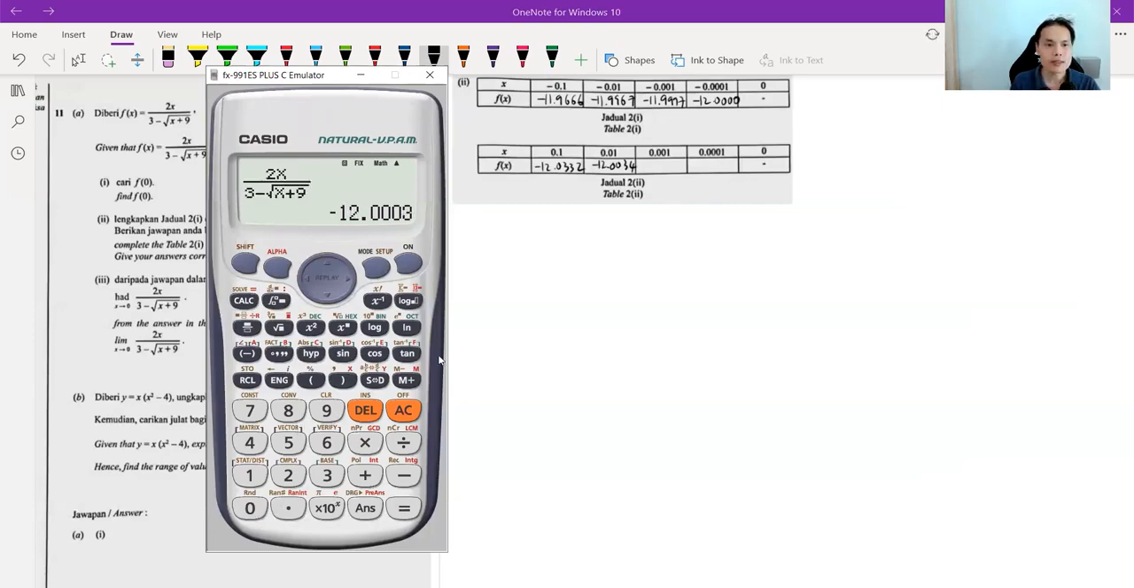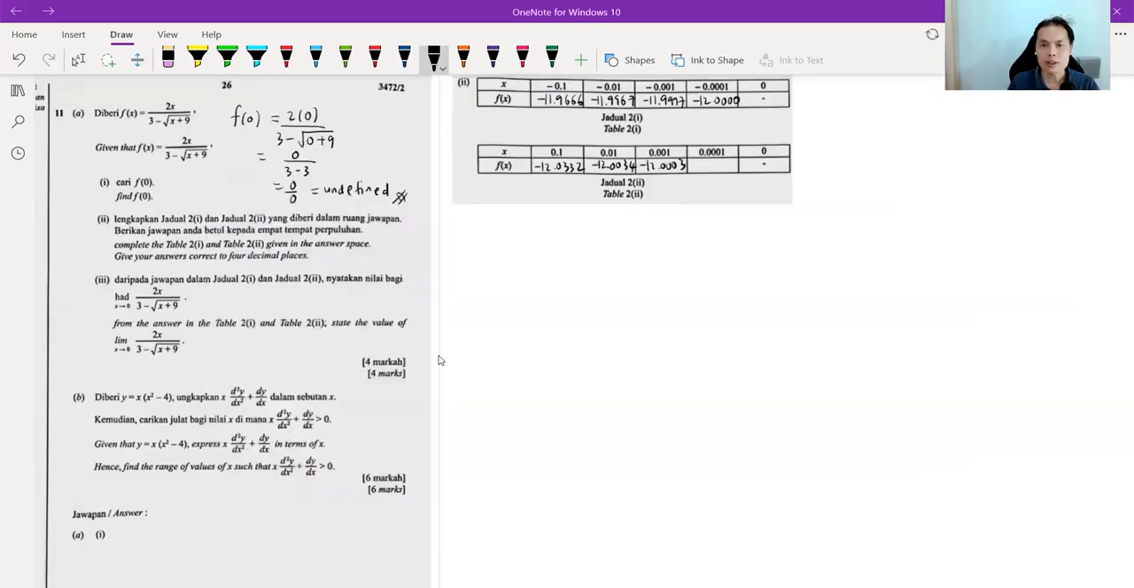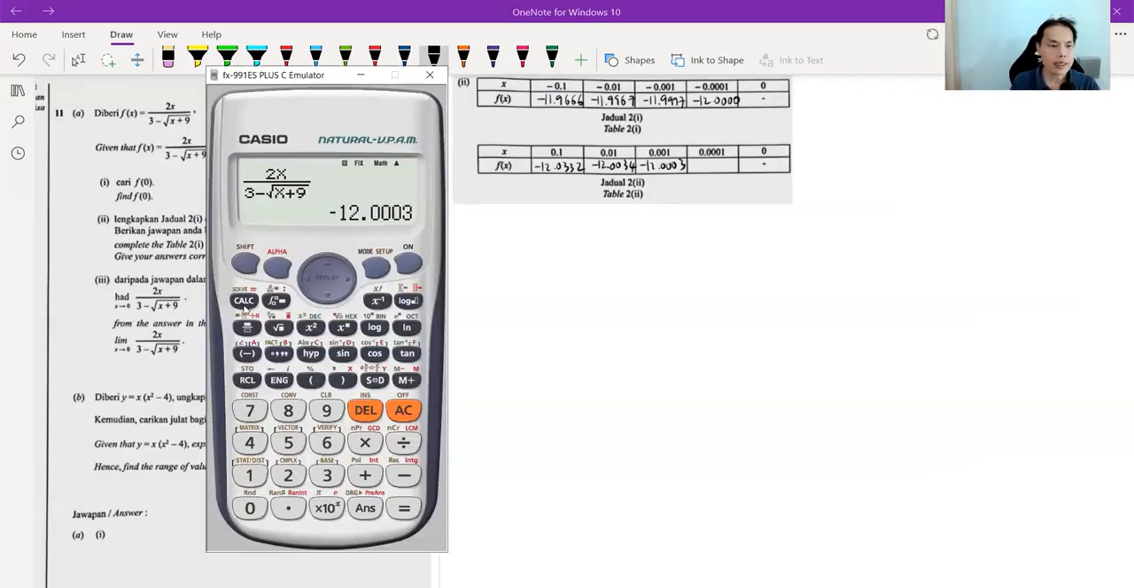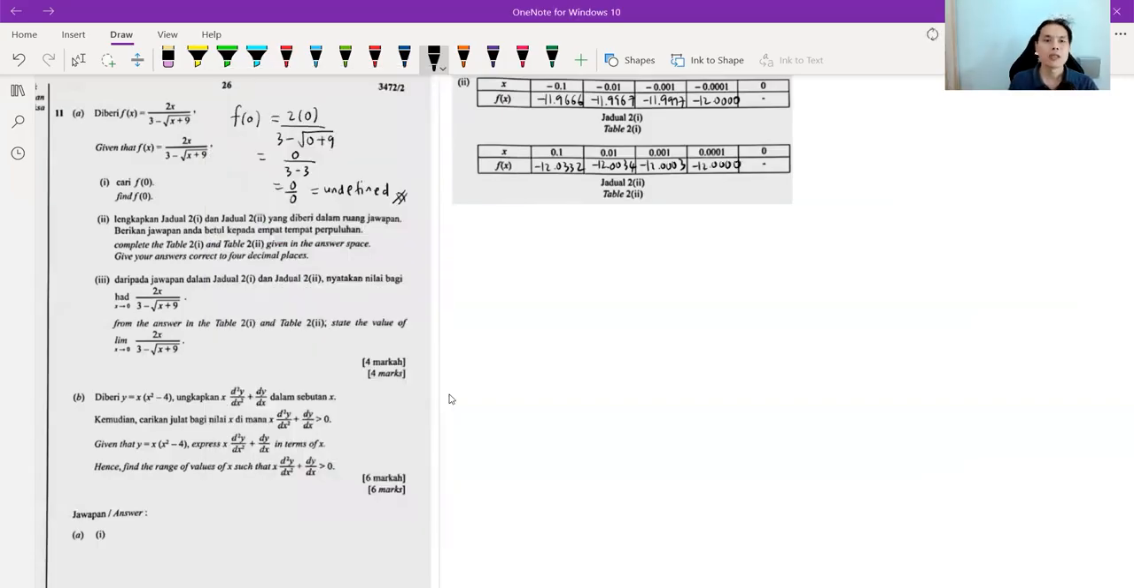0.001. This is negative 12.0003, right? Okay, and lastly, 0.00001, I got negative 12.0000. Okay, so it's not difficult, right? Just sub in your calculator and calculate this value.